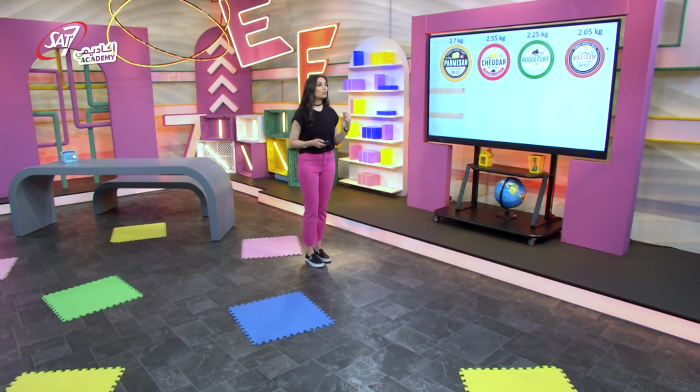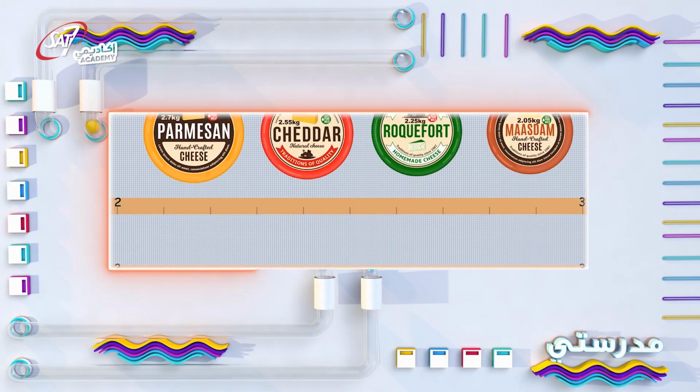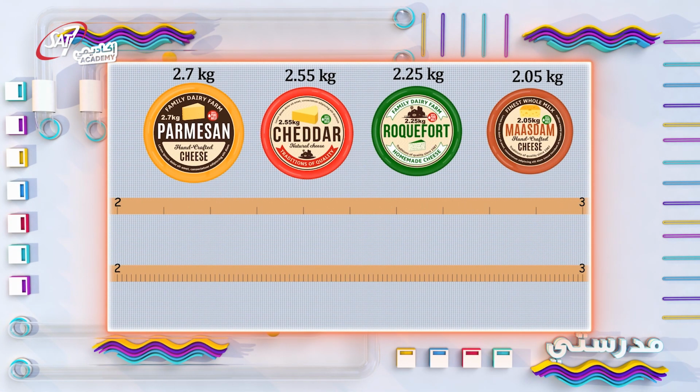Sarah wants to buy 2.5 kilograms of cheese. What package is the closest to what she needs? To understand the amount of cheese in each package, we have to look at the decimals and compare them, because all those packages have more than 2 kilograms but less than 3 kilograms of cheese.